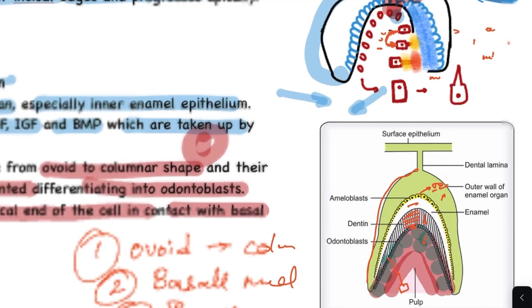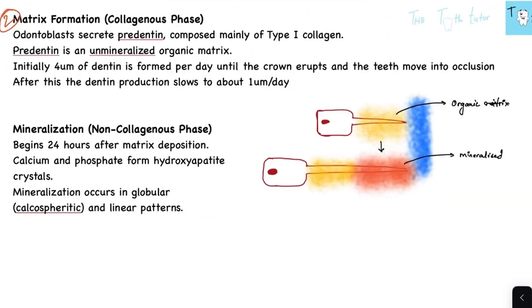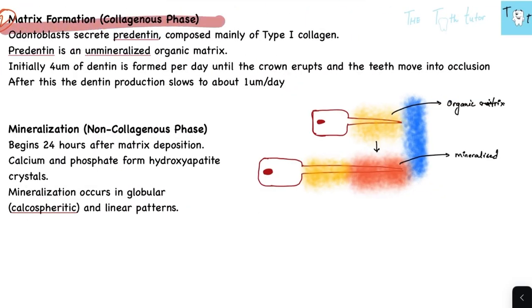So talking about the second step. First we talked about the odontoblastic differentiation. Now we'll talk about the matrix formation. Odontoblasts secrete predentin composed mainly of type 1 collagen. So your organic matrix mainly has type 1 collagen. Predentin is the unmineralized organic matrix. Whatever the first organic substances laid down, that is called the predentin.